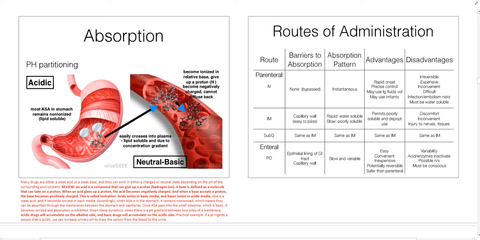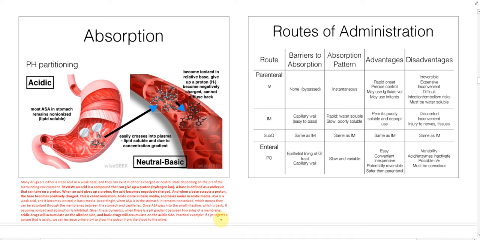And so that's where this pH partitioning comes in. It identifies that if you put an acidic medium or a chemical of some form into an acidic environment, it's going to remain non-ionized, and it can go wherever it wants because it's lipid soluble. But once it crosses over into this basic environment, it becomes ionized, gives up this proton, and it cannot cross back over to the stomach or anywhere else unless it's being helped to get there. This can actually be really helpful in certain situations.